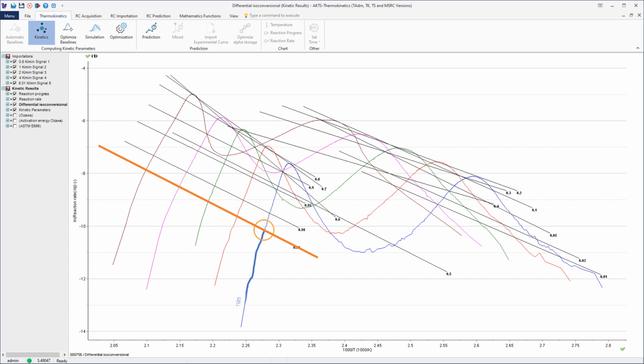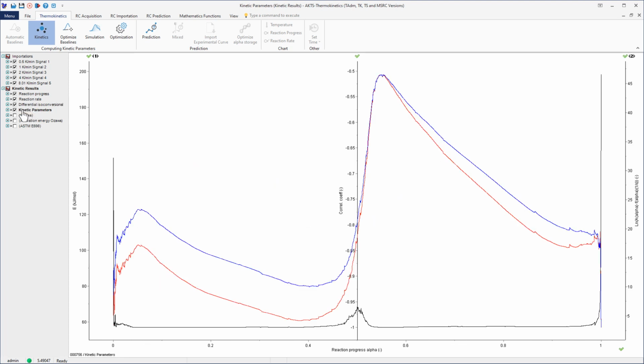In the differential isoconversional analysis, the slopes and intercepts of the lines drawn through the isoconversional points at which the values of the reaction extents alpha are the same at different heating rates enable the determination of the kinetic parameters. The dependence of the activation energy E on the reaction extent alpha is displayed in red. The reaction extent dependence of the term containing the pre-exponential factor is displayed in blue. The black curve shows the dependence of the correlation coefficient on alpha.